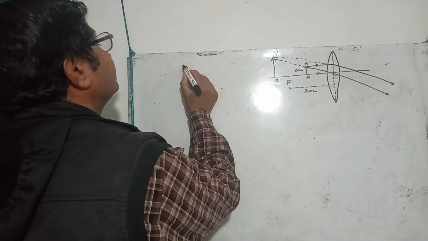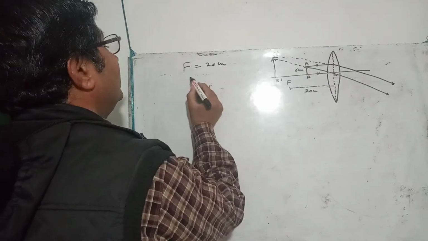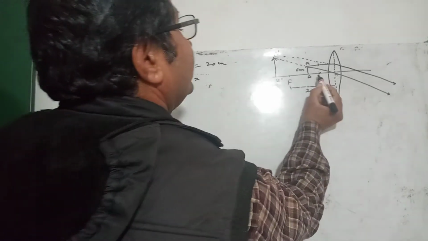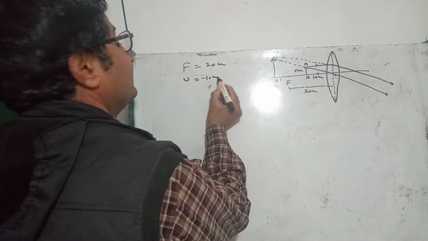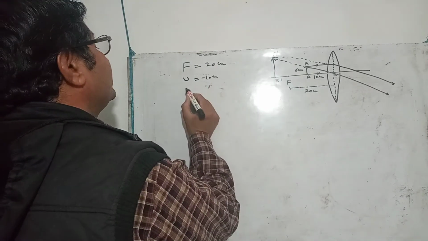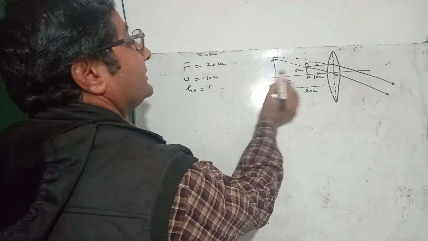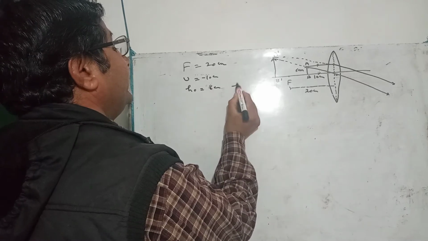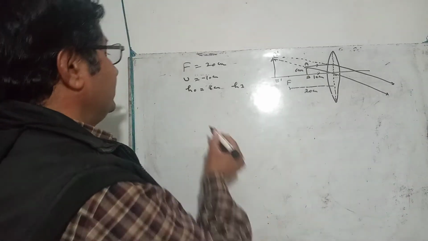F equal to 20 centimeter, U equal to minus 10 centimeter, HO equal to 6 centimeter. Find HI. So we have to first find V.